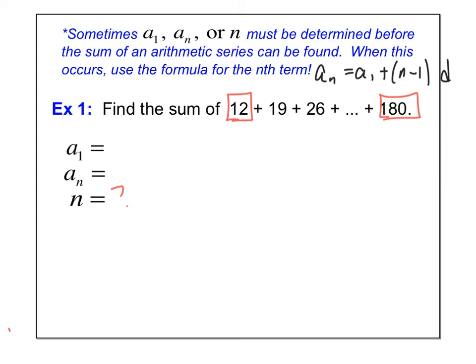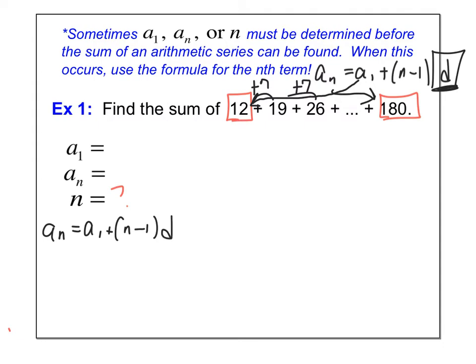Okay, so a couple things. We need to establish what the common difference is. From 12 to 19, I'm adding 7. From 19 to 26, I'm adding 7. So I have a common difference here of 7 I can plug in. And I know that the nth term is 180. I know the first term is 12. So let's figure all this out. Let me rewrite it down here. Let's plug some stuff in.